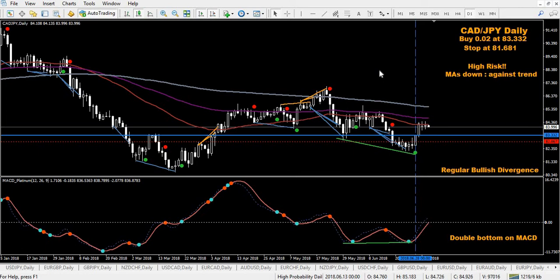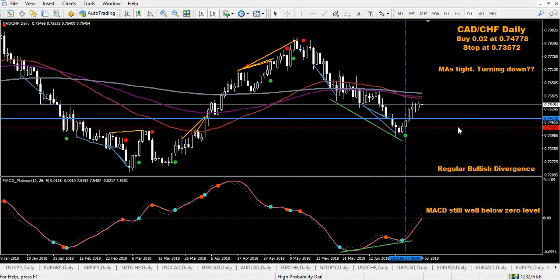CAD Japanese yen in a buy here. It was a high risk trade into the MAs, so price is at the MAs and it looks like we've stalled a bit. The MACD Platinum's at the 0 level, so all I've done this morning is closed half my buy trade and moved my stop up to 82,867. So even if I get stopped out now, I can't lose on this trade. This is a huge move and it blows through my stop, but basically I'm just taking a little bit of profit off the table, price at the MAs, MACD's at the 0 level, and stopping up at an overall break even area.